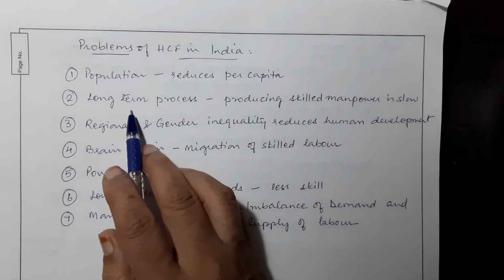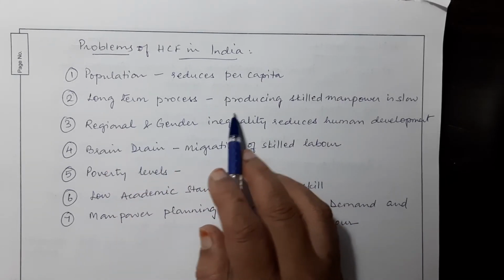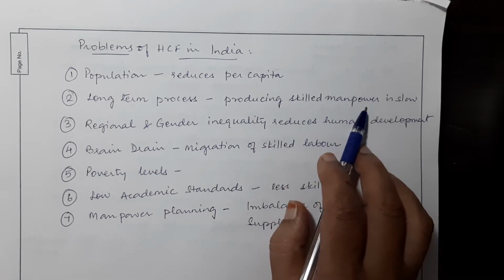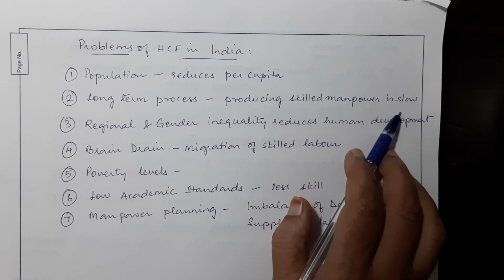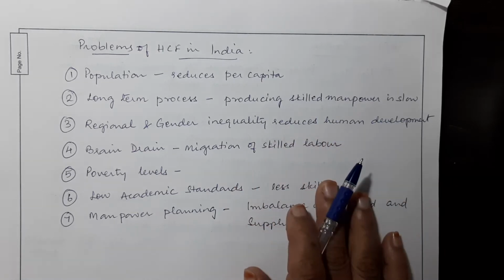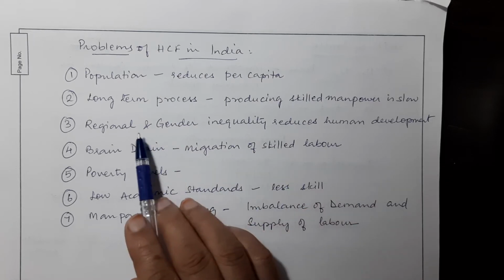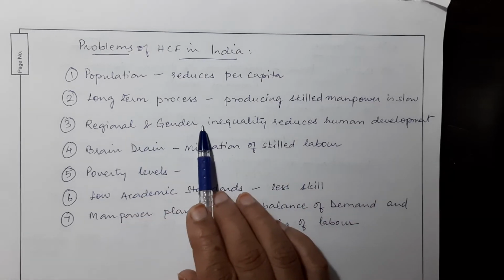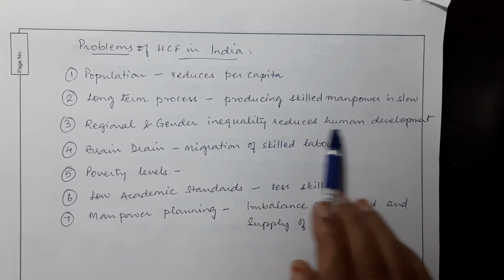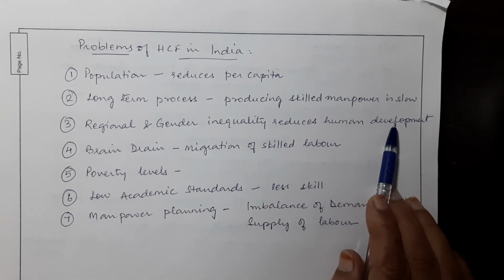Then it is a long-term process. Producing skilled manpower is a slow process, because the process which produces skilled manpower is very, very slow. Then regional and gender inequality also reduce human development.